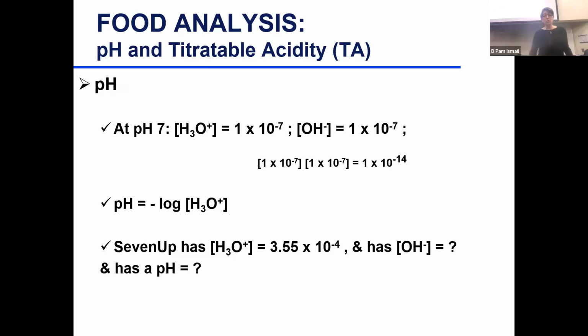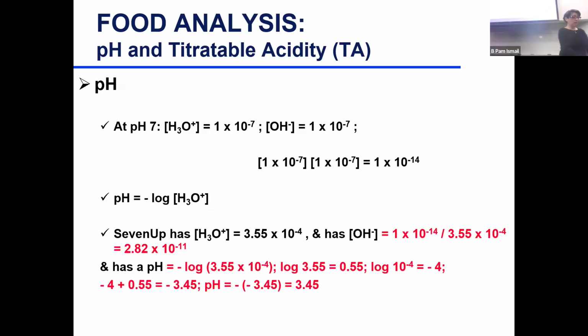Anybody? Concentration of OH minus? 2.8. Yes. 2.82 times 10 to the negative 11. Very good. Now, what is the pH of 7-Up?